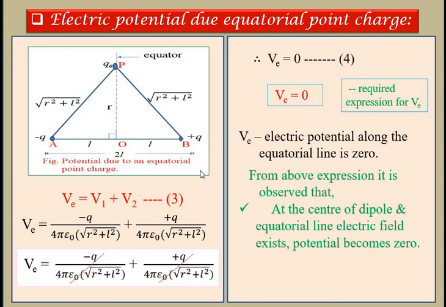From this expression, it is observed that at the center of a dipole and on the equatorial line, the electric field exists, but here the potential becomes equal to 0 because the equatorial point is at the same distance from the end points, that is point A and point B. This distance is the same. Due to this we get the electric potential due to an equatorial point charge is equal to 0.